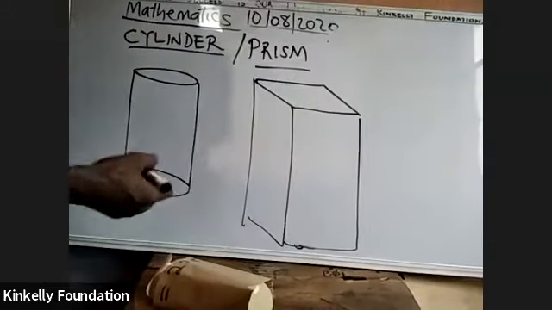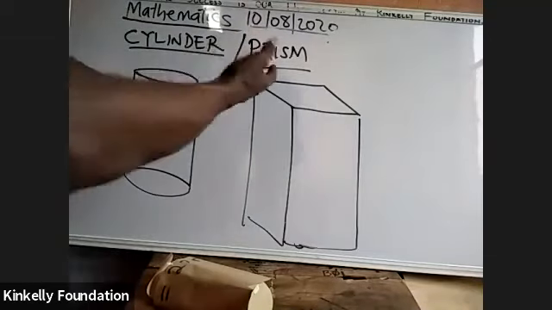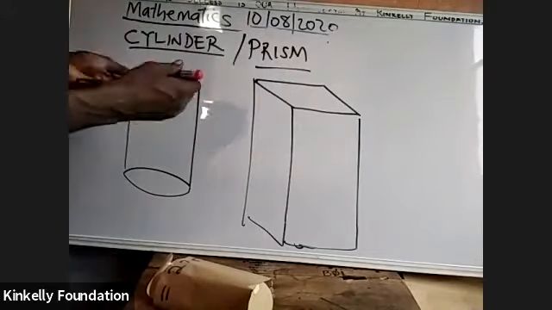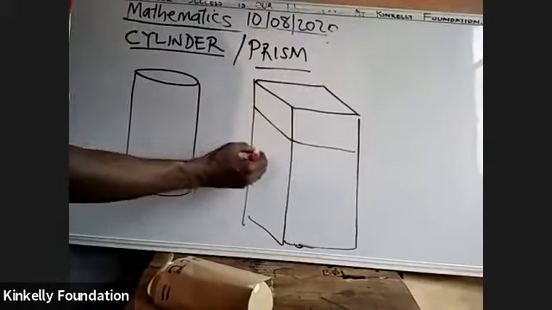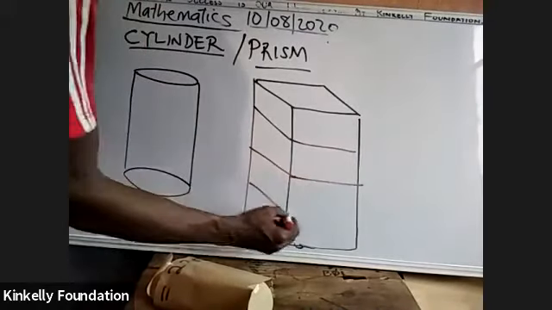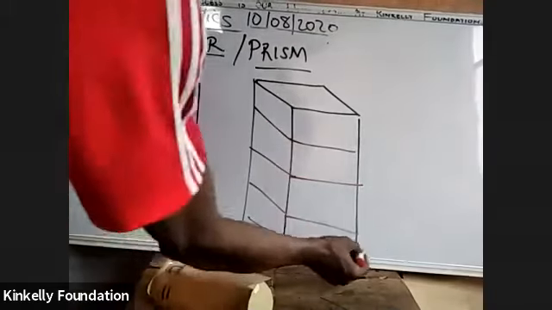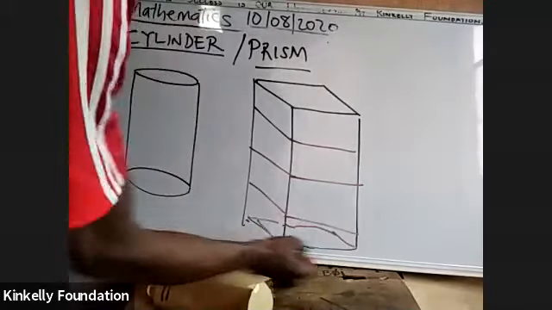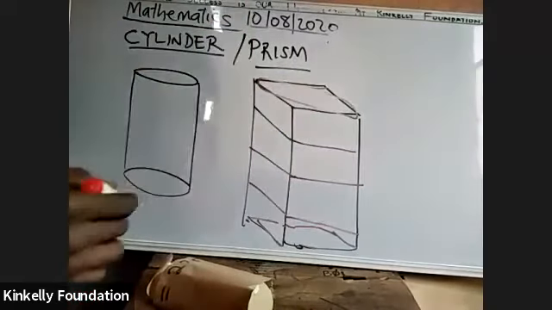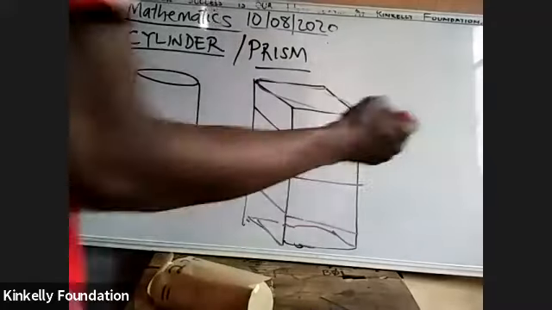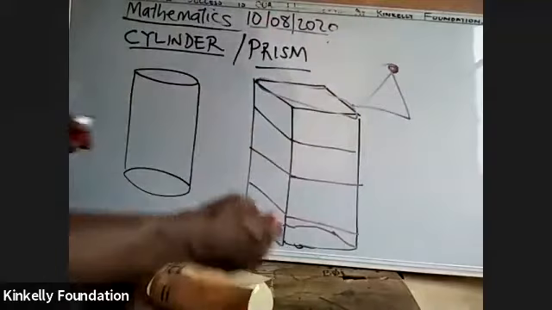Now, one thing you need to note on prisms is that the cross section remains the same. The cross section remains the same all through. If you have a particular shape down here, it continues to remain the same all through to the top, to the tip of that. But in pyramids, it doesn't obey such a law.